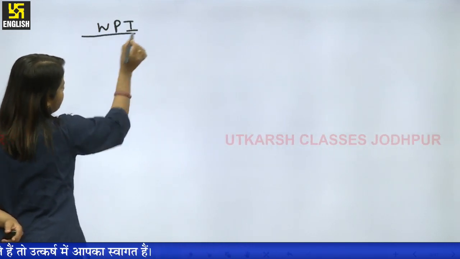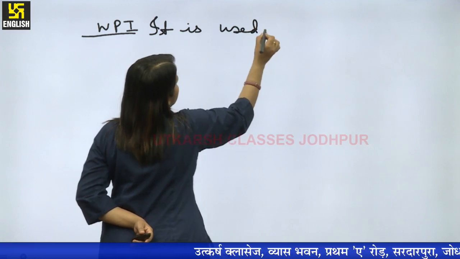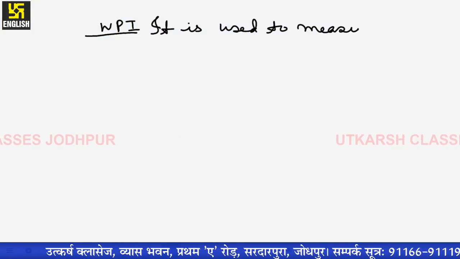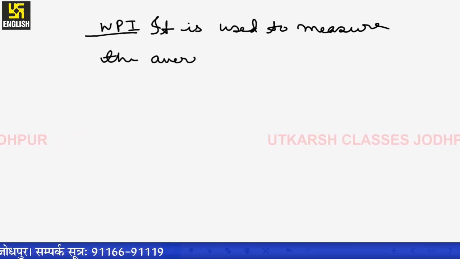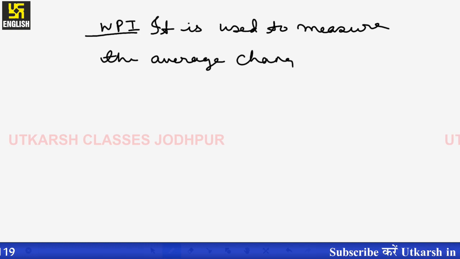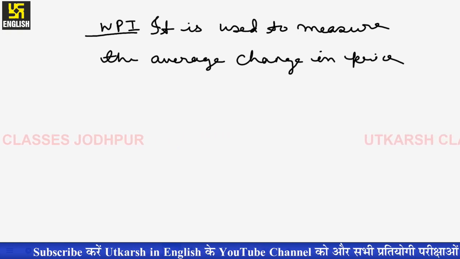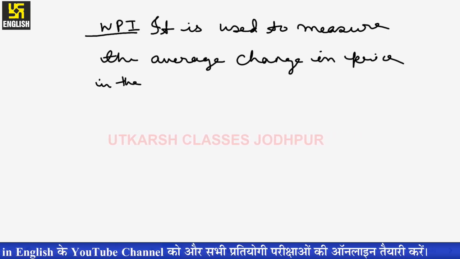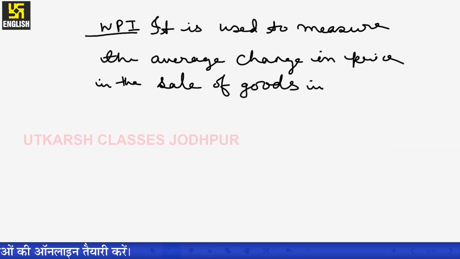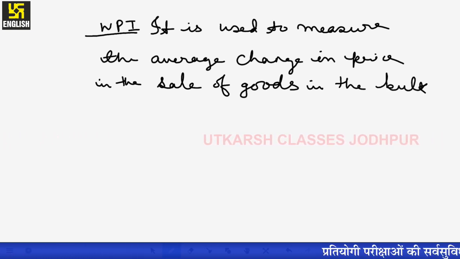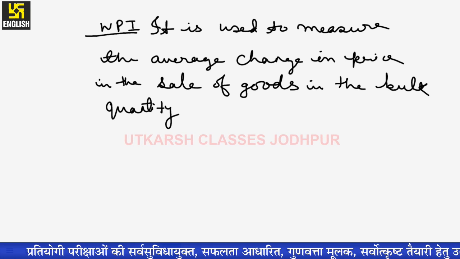WPI, wholesale price index, is used to measure the average change in price in the sale of goods in bulk quantity by the wholesaler.